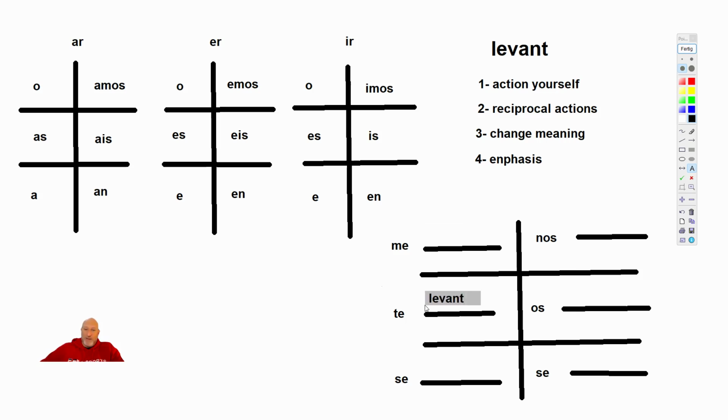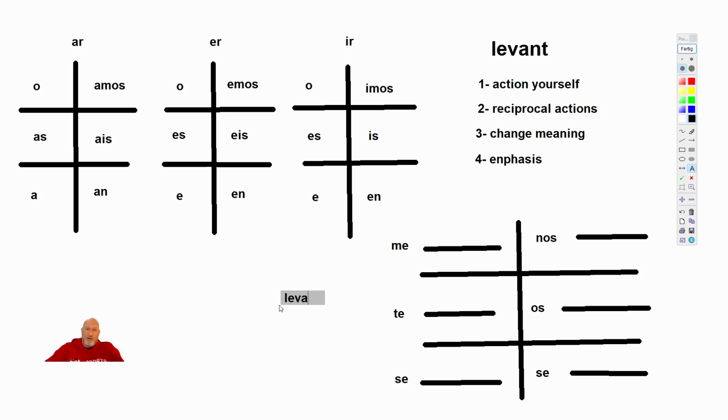You stand up or you get up. Tú te levantas. He gets up or stands up. Él se levanta. We get up or we stand up. Nosotros nos levantamos. You all, you plural, get up or stand up. Vosotros os levantáis. And finally, they get up or they stand up. Ellos se levantan. So that's the way we do it.